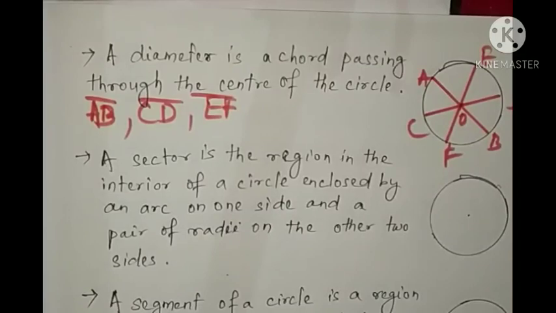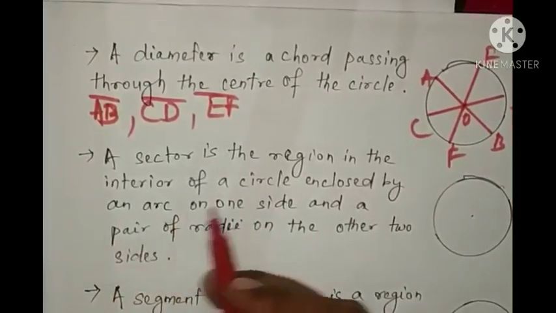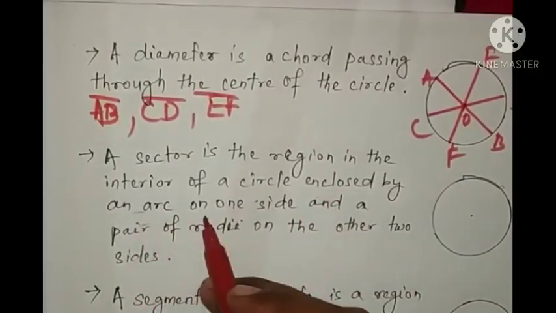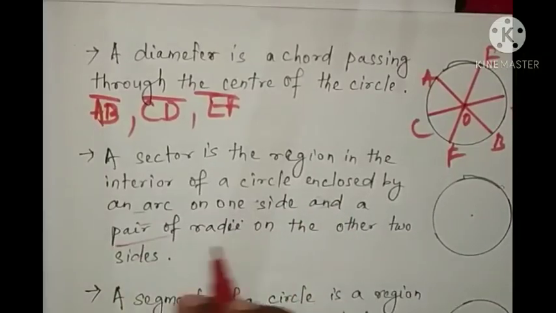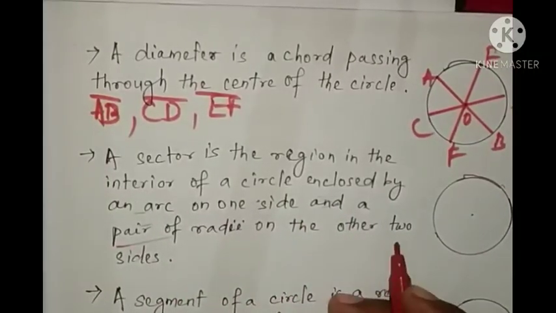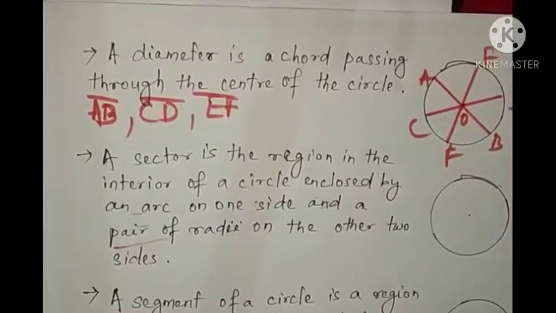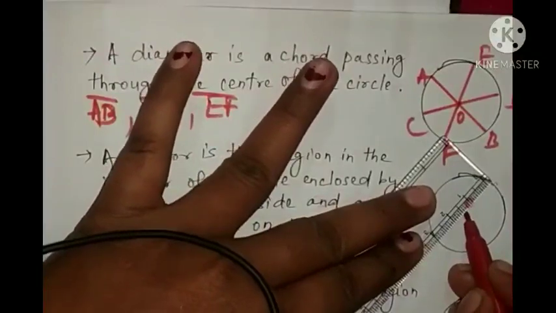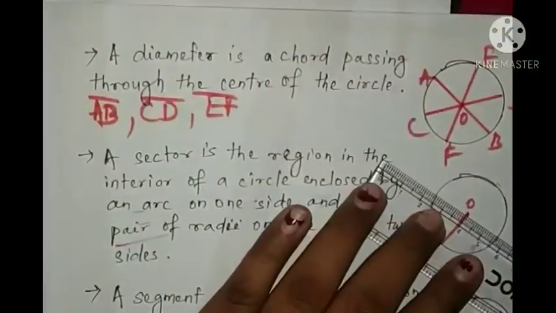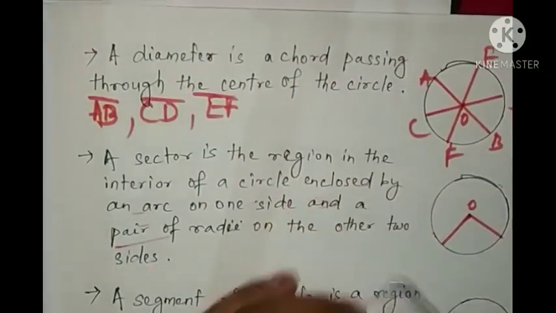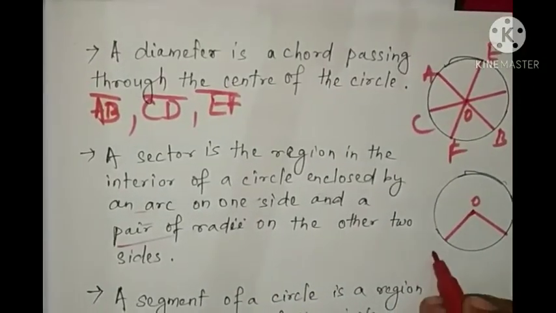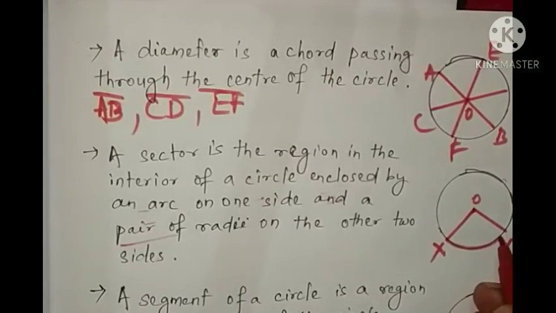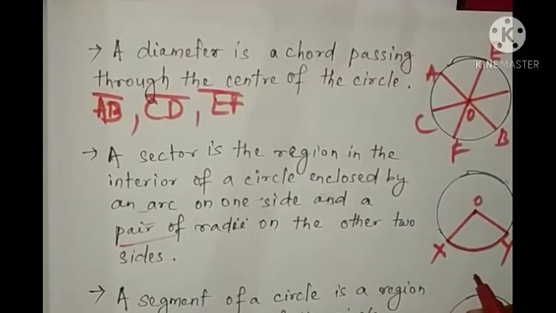Next, a sector is a region in the interior of a circle enclosed by an arc on one side and a pair of radii on the other 2 sides. How will we make a sector? So here this is the center O. I'll make 2 radii here, 1, 2. I'll name the endpoints X and Y. So OXY is a sector.